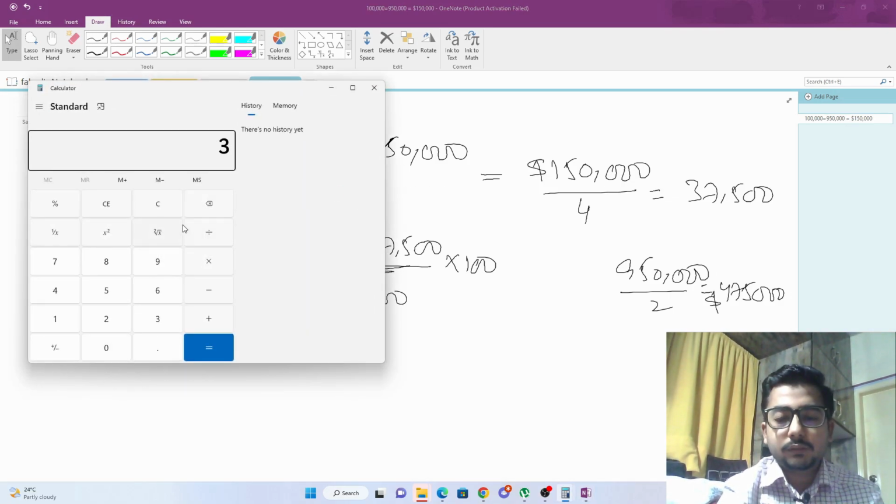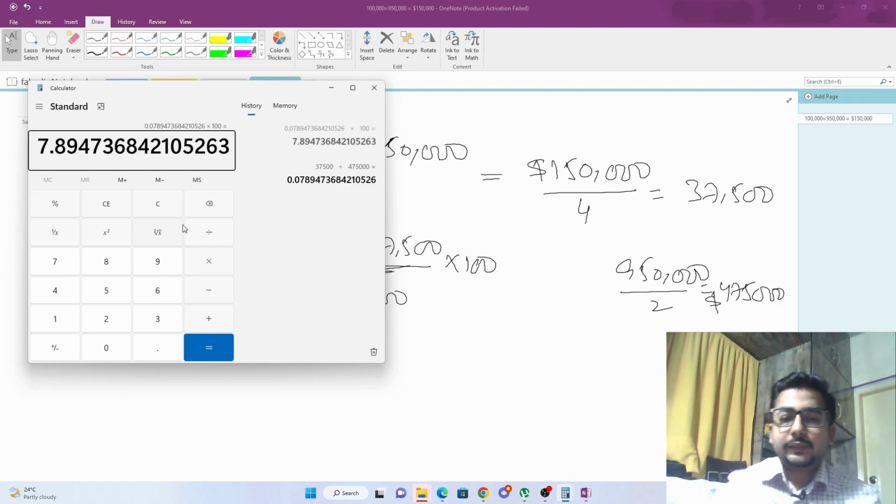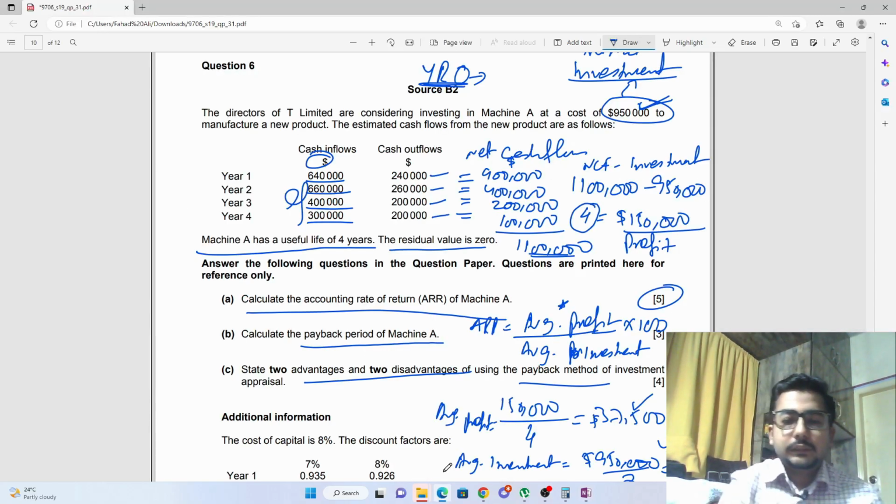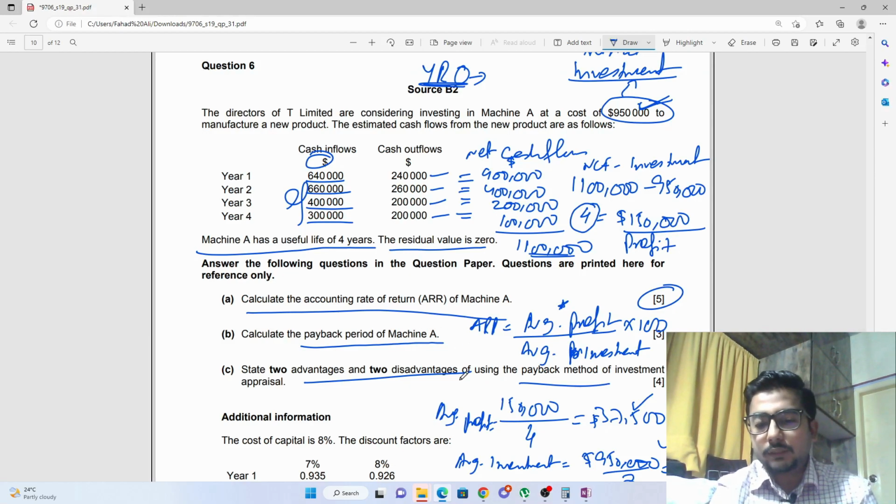37,500 divided by 4,75,000, multiplied by 100, so I'm getting an answer of 7.89%, which is the ARR, accounting rate of return. Okay, let's come back to the question. I hope you got this: I divided average profit by average investment, and I got the ARR of machine A, which is for 5 marks.